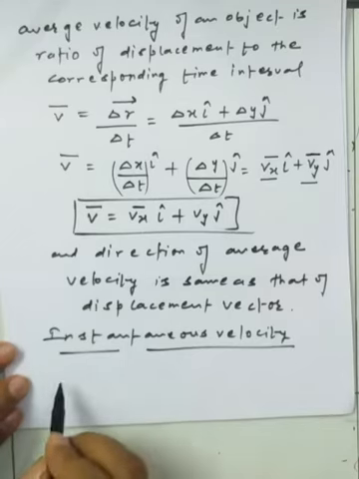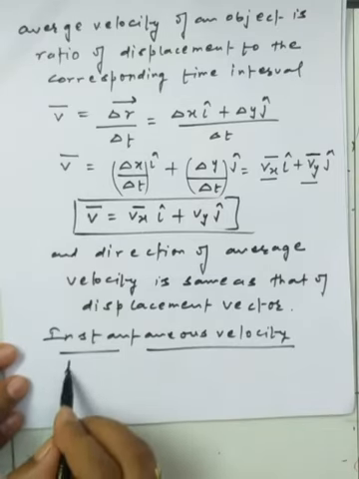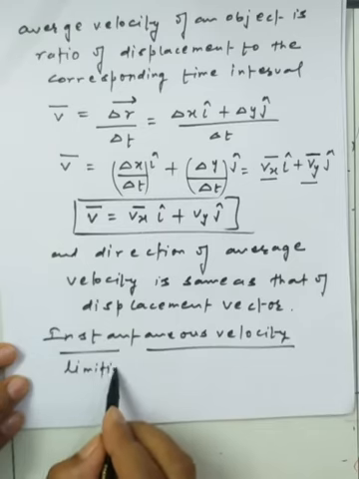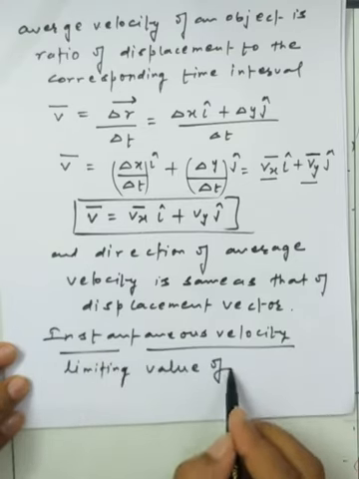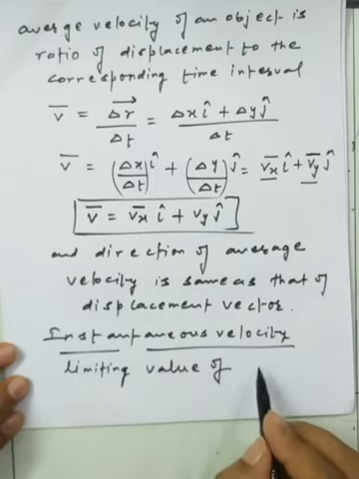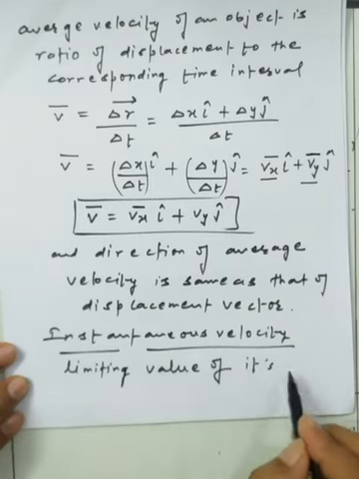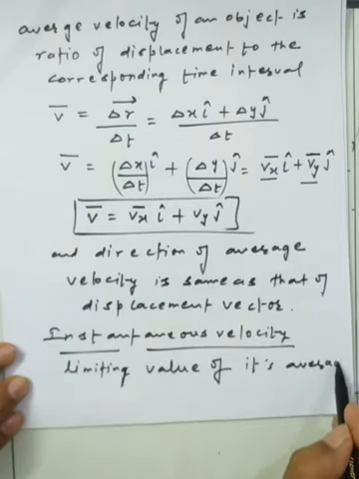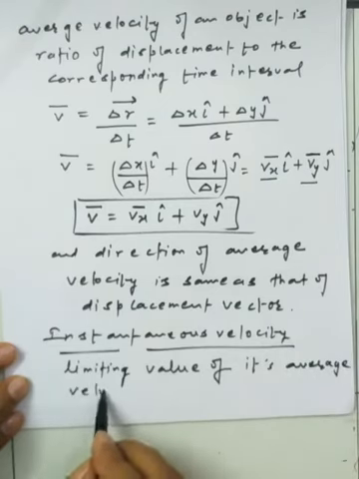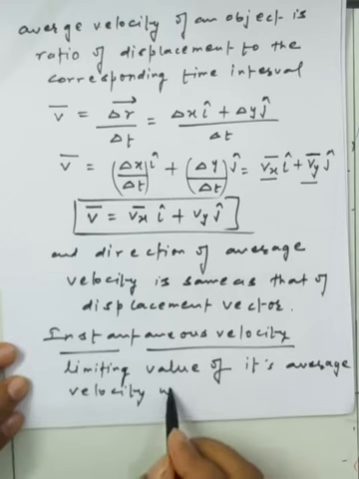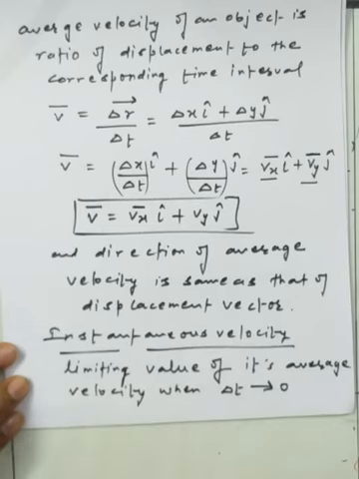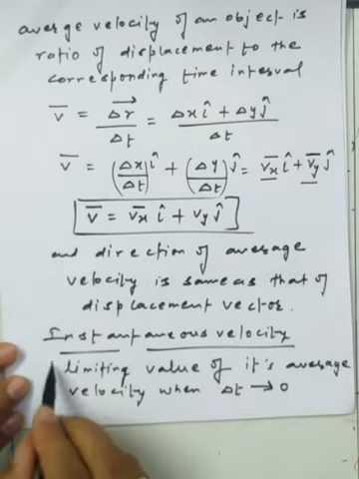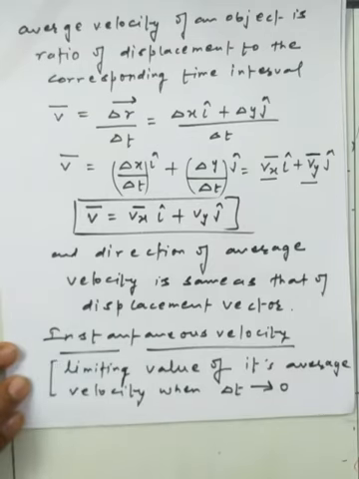So what is the meaning of the instantaneous velocity? Limiting value of its average velocity when delta t approaches 0. So this is the basic concept we have, and we have already done it, but further we will do it here.